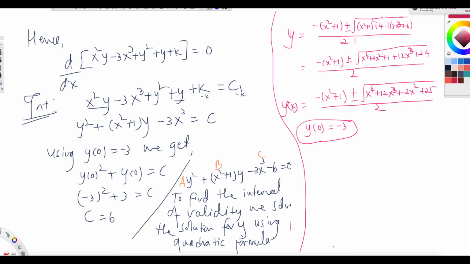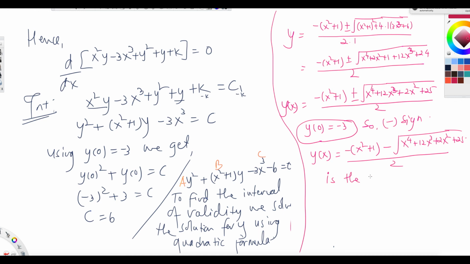Should we take plus or minus to get negative 3? I think we need to take negative, because if you take the positive sign, you will get negative 1 plus 5, which is 4, divided by 2 will be 2. But we need negative 3. So we need to take the negative sign to satisfy the initial condition. Meaning, what is the final answer then? y of x equals negative (x squared plus 1), and then minus the square root of x to the 4 plus 12x cubed plus 2x squared plus 25, and then divide by 2. So this is the explicit form of the solution, meaning that we are solving explicitly for y, by using the initial condition.